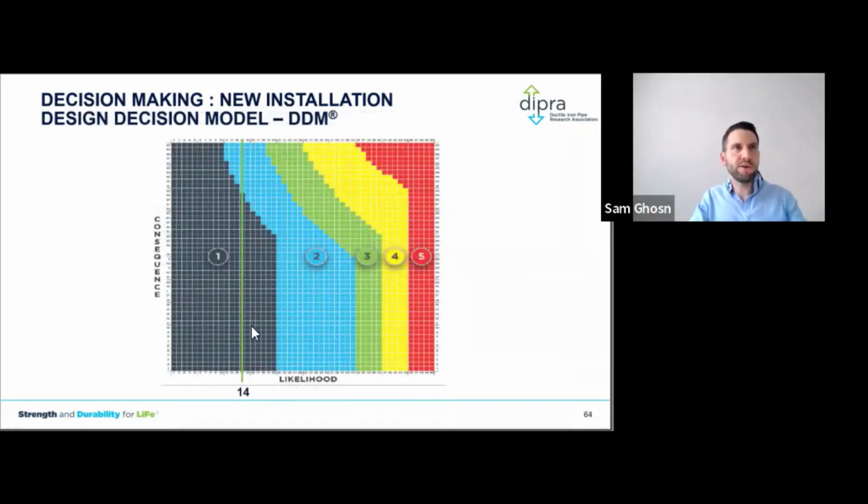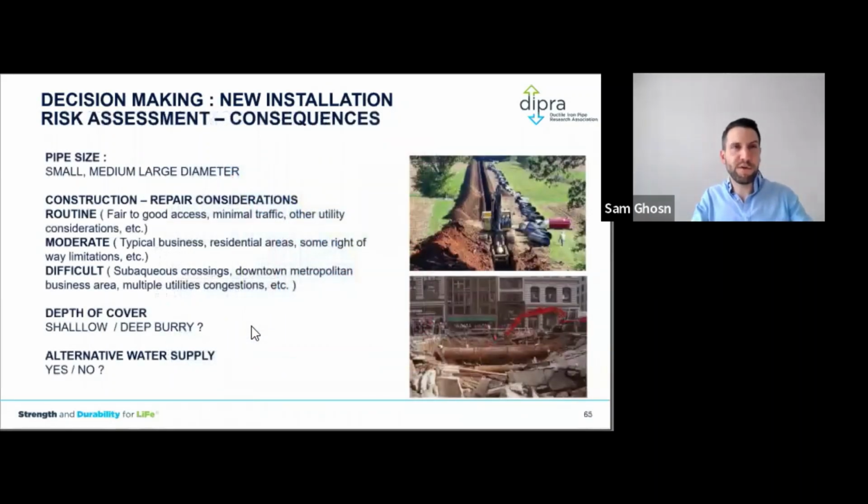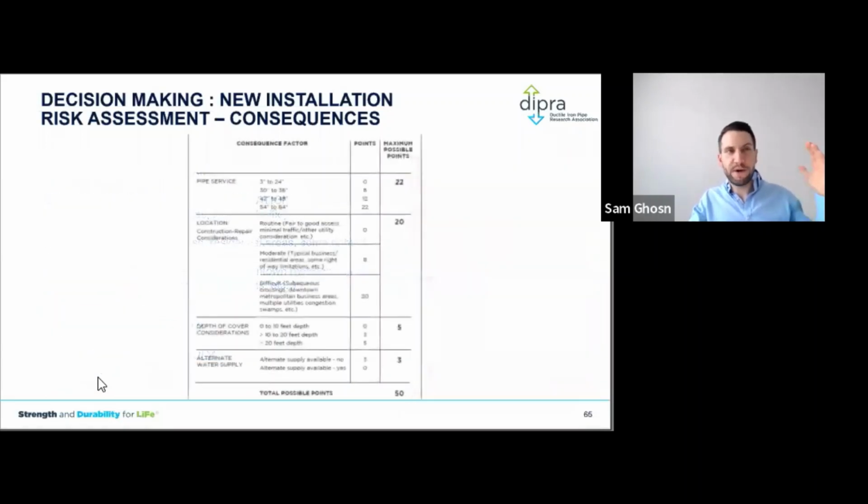We draw a line on the likelihood of corrosion, and then we assess the consequence of corrosion by studying the pipe size. Is it a small or large diameter pipeline? Is it in downtown New York City or in a cornfield in Saskatchewan, for example? Two different environments. Access to that pipe is different. Is it servicing a hospital, a firefighting station, or just one client on a farm? Two different criticalities of those mains. Depth of cover, is it accessible or not, and whether we have water supply or not. Once we assess all of these criticality aspects of that water main, we collect the total points.